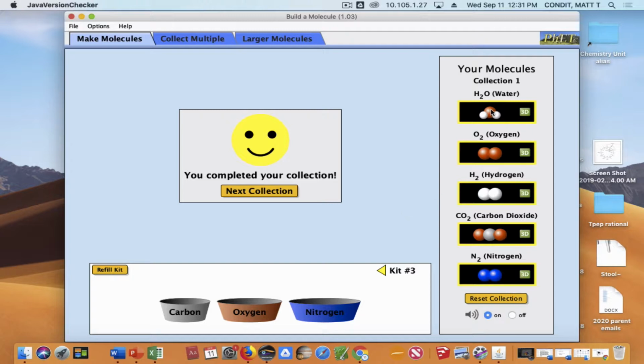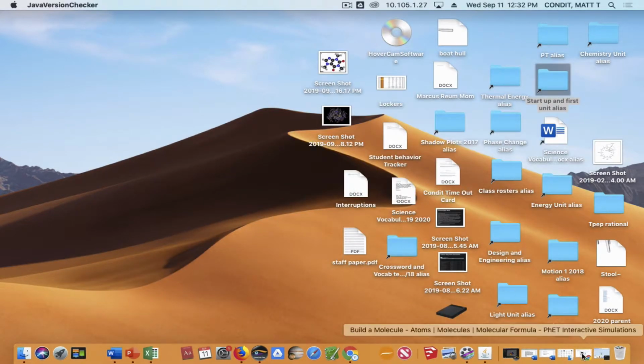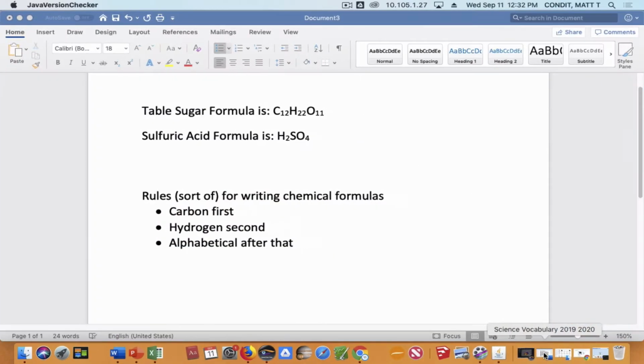Now these are all very, very simple molecules. Molecules get larger, and here's an example of a larger molecule of chloromethane. Now what we're going to want you to do for this is be able to write a formula for these, or from a formula be able to say, hey, these are the atoms that are in it, and here's how many atoms there are, or here are the different elements that are in it, and here are the atoms. Now when you're writing those things, we're not going to be too picky even about one part.